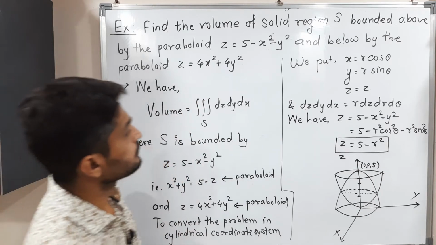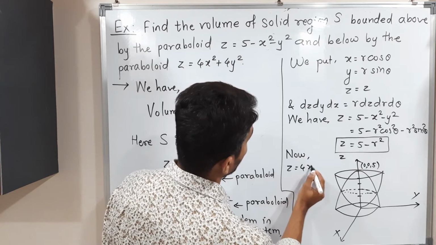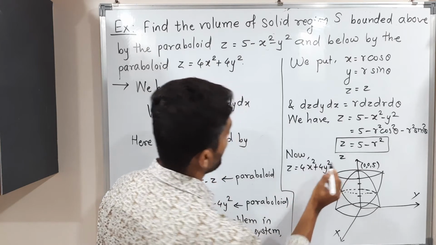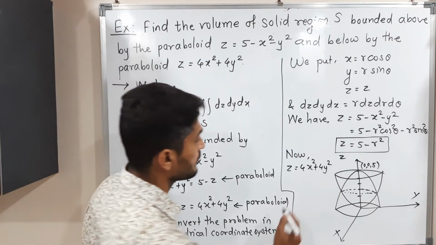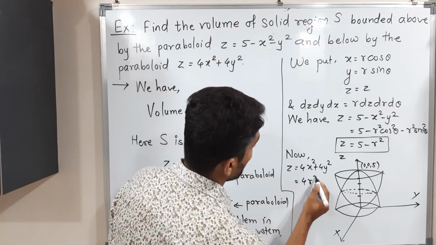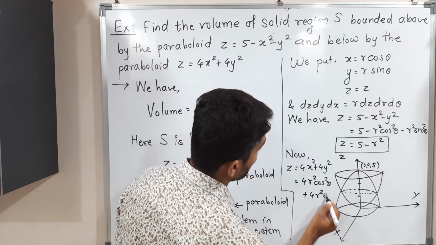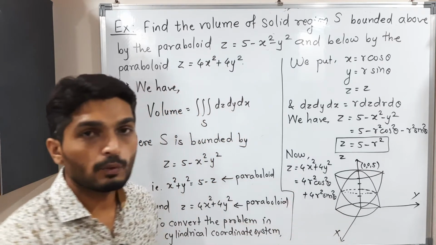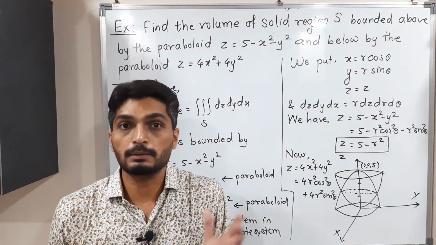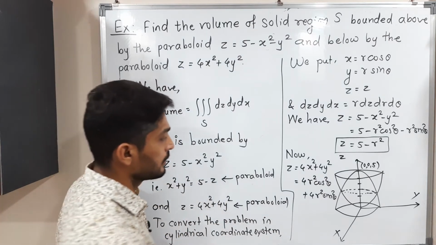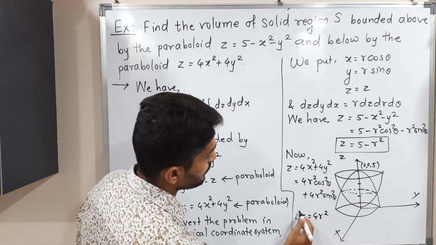We have one more equation. What is the second equation? z is equal to 4x square plus 4y square. I will do the same. I will put x is equal to r cos theta, y is equal to r sin theta. So this is 4 r square cos square theta plus 4 r square sin square theta. What can we take common? We can take 4r square common. In the bracket we will have cos square theta plus sin square theta, which is 1. So therefore z is equal to 4r square.